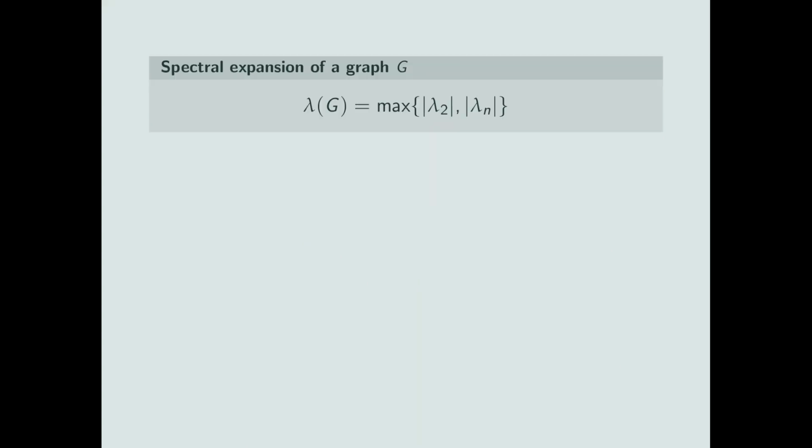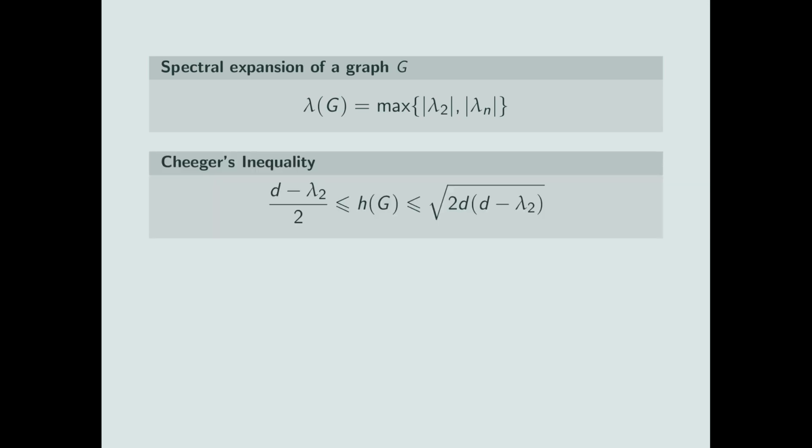Okay. The spectral expansion of a graph is given by this quantity lambda over here, which is the maximum between the second largest and the smallest eigenvalue in magnitude. This quantity is closely related to the edge expansion we just saw. One way to see that is through Cheeger's inequality. In a nutshell, it implies that whenever the spectral expansion is small, the edge expansion has to be big, and vice versa. The expression itself is not super important for us. We just care about this correlation between the both expansions.